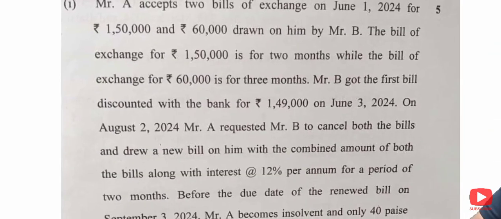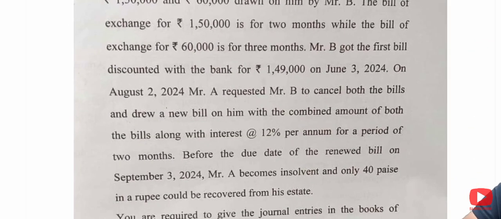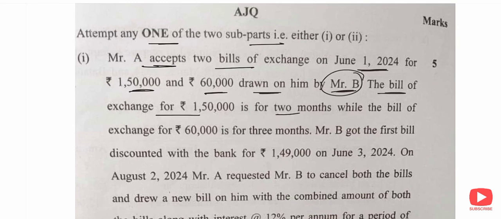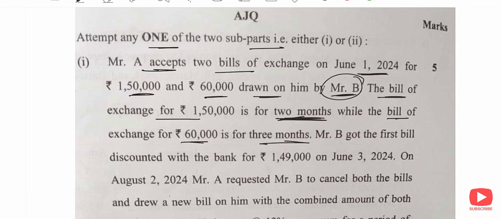Attempt any one of the two they have asked. Mr. A accepts 2 bills of exchange on 1st June 2024 for 1,50,000 and 60,000. 2 bills of exchange drawn on him by Mr. B. B is the drawer. A is the drawee. Bill of exchange for 150,000 is for 2 months, and bill of exchange for 60,000 is for 3 months. Mr. B got the first bill discounted with the bank, 1,49,000 on June 3rd. That means 1,000 is discounting charges.